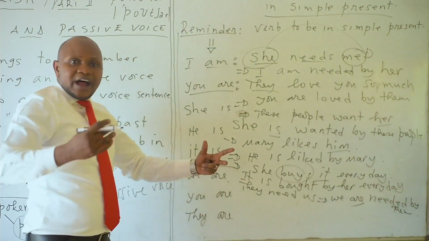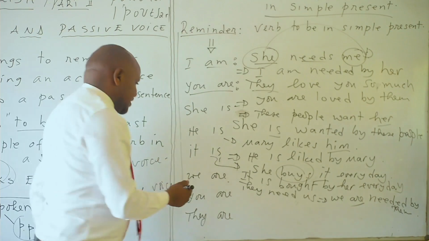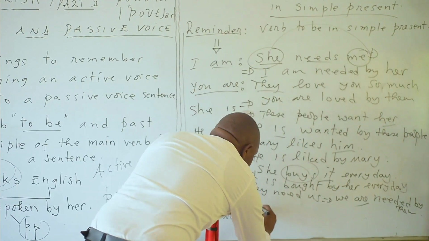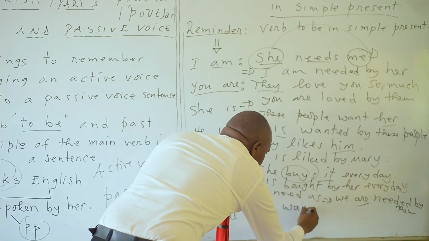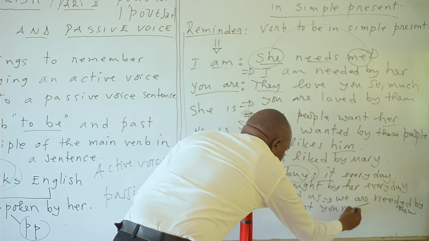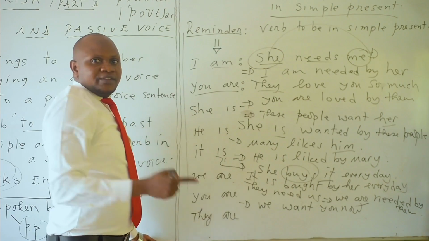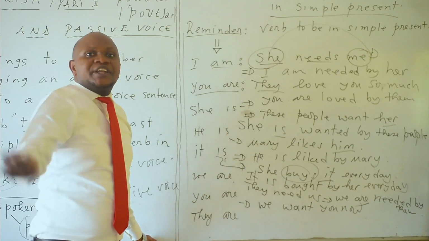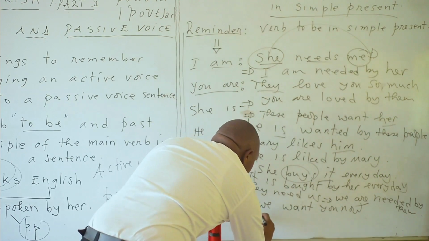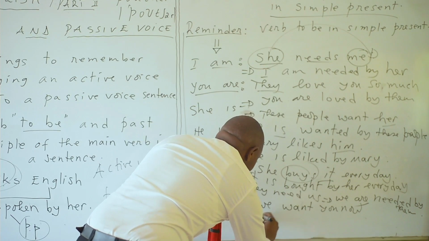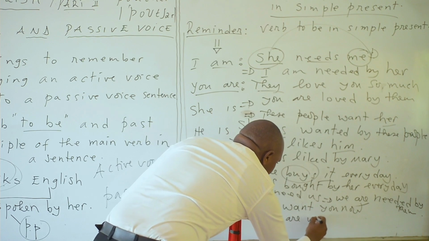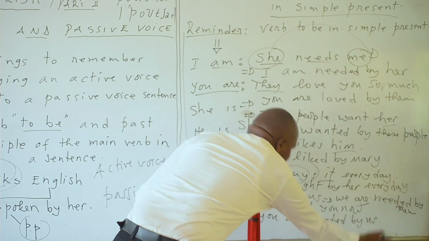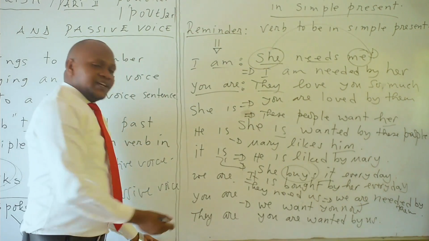They need us, baradukeneye, we are needed by them. Then here, you are, mwebwe. For example, you can say, we want you now. Turabakeneye ubu ngubu. Then we are going to say, you are wanted by us. Mukenewe natwe. Then we say, you are wanted by us. Nice.